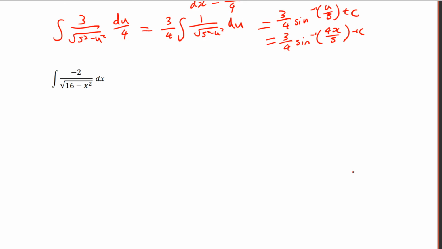So this example, now that I have a negative sign out in front, I should know that should be inverse cos, right? So if I take out the 2, I can write it like minus 1 on 4 squared minus x squared. And if I just use the formula, I would know that this is 2 inverse cos of 4x on 4, because this is 4 squared, and then I'll just put plus c, and it's as simple as that.